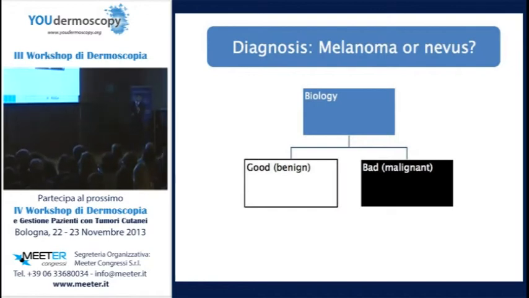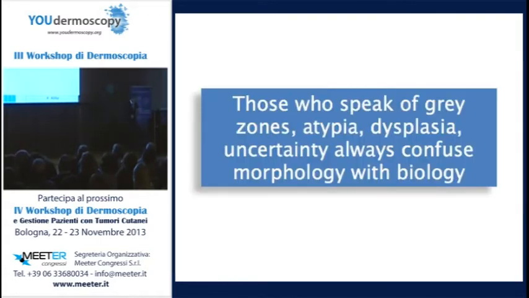Now, this is the problem, because we're not dealing with biology, we're dealing with morphology. And those who speak about gray zones and atypia and dysplasia and uncertainty and samples and whatever, they always make the same mistake. They confuse morphology with biology. They think because they predict biology, what they say is biology.